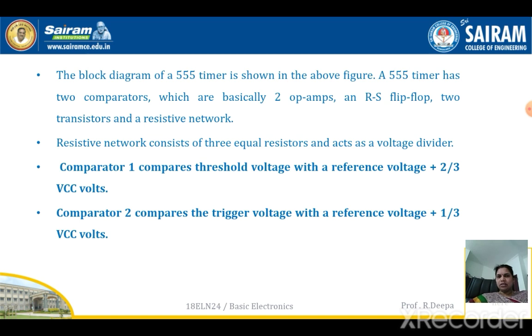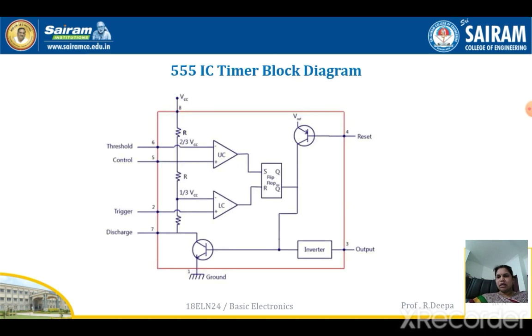As we have seen in the block diagram, it consists of 2 comparators, which are basically 2 op-amps, an RS flip-flop, 2 transistors and a resistor network. As I told, the resistor network consists of 3 equal resistors and it acts as a voltage divider. Comparator 1 compares the threshold voltage with a reference voltage of 2 by 3 times VCC, and comparator 2 compares the trigger voltage with the reference voltage of 1 by 3 times VCC. This you can observe in the block diagram here.